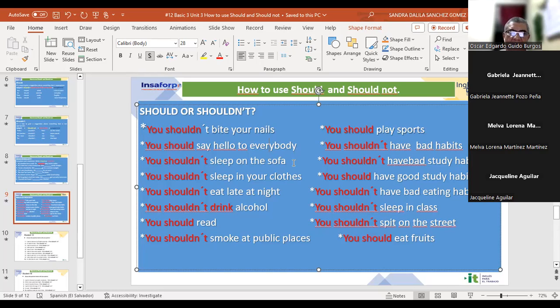7, you should read. Continue. Next is number 9, 10, 11. Okay, continue with number 9. You should play sports. You shouldn't have bad habits. You shouldn't have bad study habits. Habits.